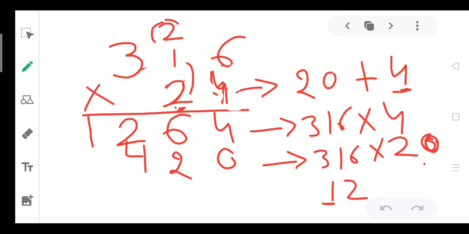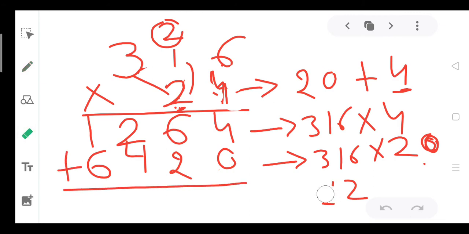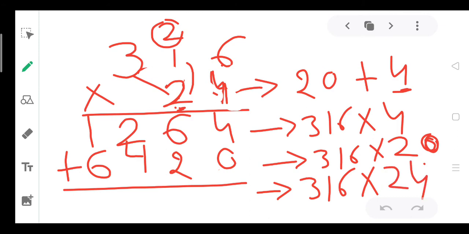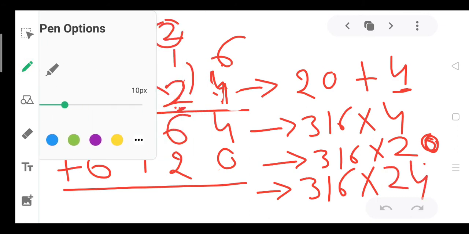Now our last step is we will read the table of 2 up to 3, the hundreds place digit, we will multiply. 2 3 6, and 6 we will write under here. Now we will add it, and in this way we can get the answer to 316 multiplied by 24. Clear?